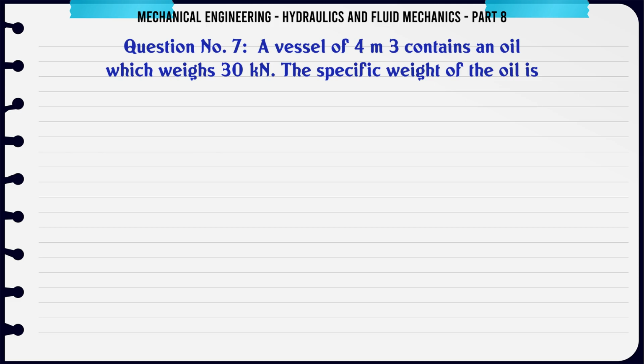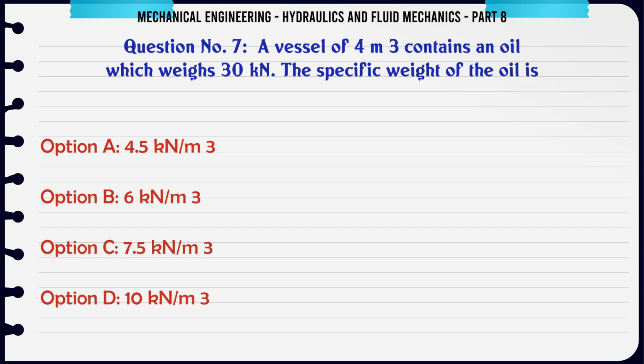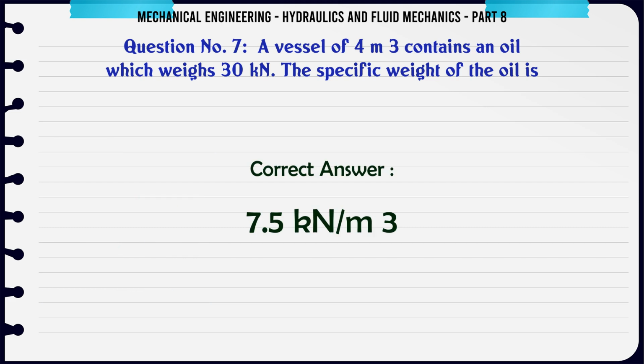A vessel of 4 m3 contains an oil which weighs 30 kN. The specific weight of the oil is A. 4.5 kN/m3, B. 6 kN/m3, C. 7.5 kN/m3, D. 10 kN/m3. The correct answer is 7.5 kN/m3.